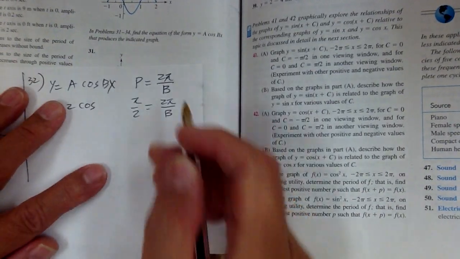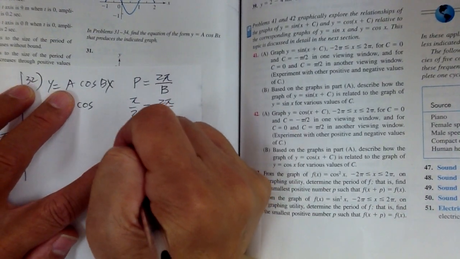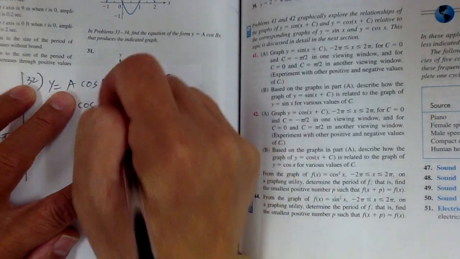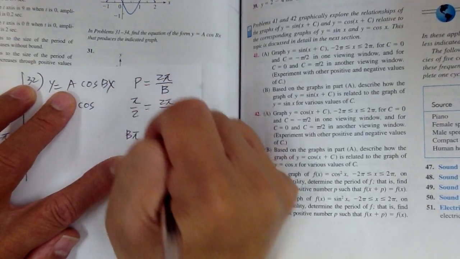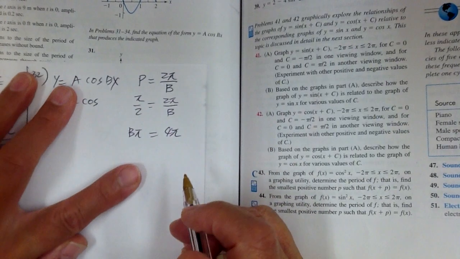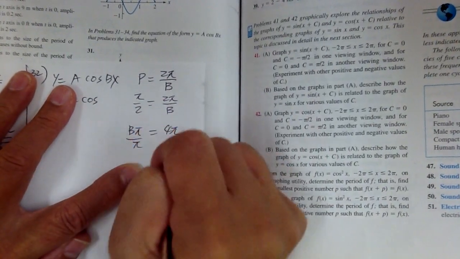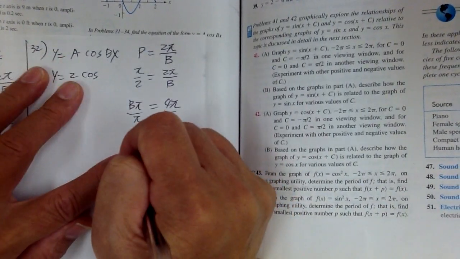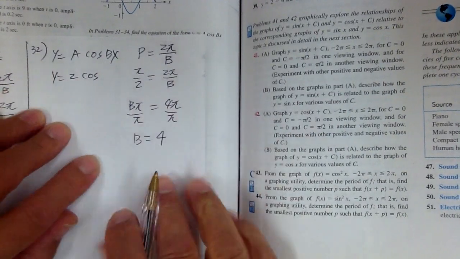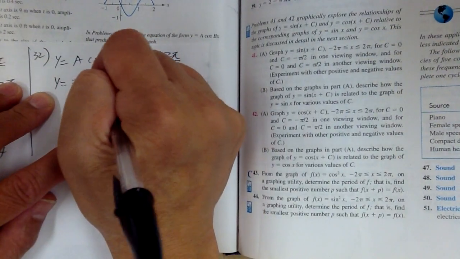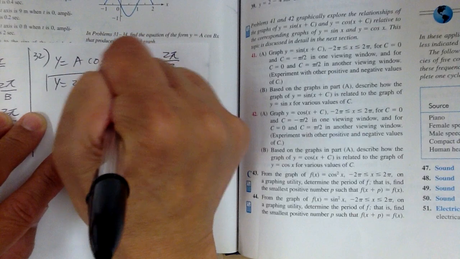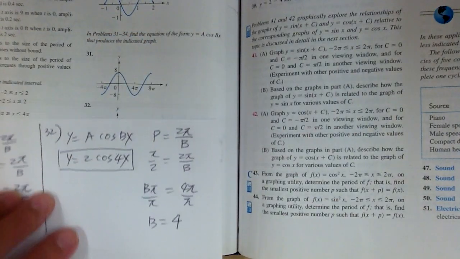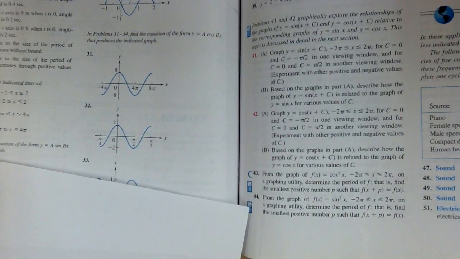So pi over 2 equal to 2 pi over b. Okay, cross multiply, so I got pi b equal to 4 pi, divide by pi, divide by pi, so b equal to 4. And so put it over here, so we got 4x. And that's it for number 32. Okay, now let's go and do number 33.